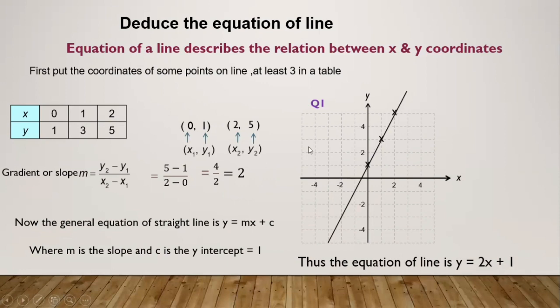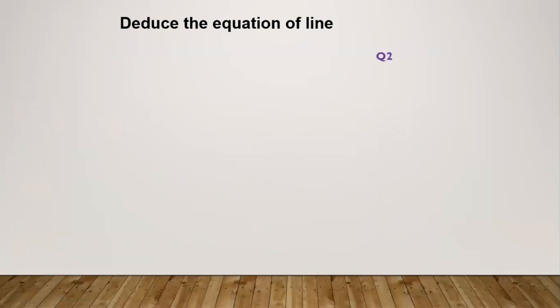Understood, children? You can watch again. So very important, first thing is making a table and writing the coordinates of a line. Second thing is finding the slope of a line, and then the y-intercept, which is easily understood, where the line cuts y-axis, and put it in the general equation of a line. And then we write the equation of a line, y is equal to 2x plus 1. Let us take the next question here.